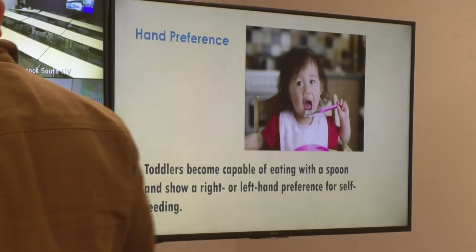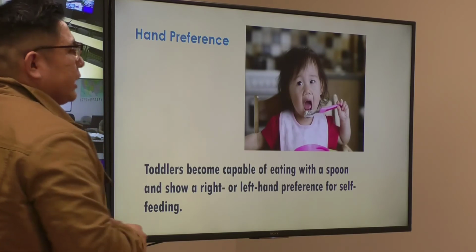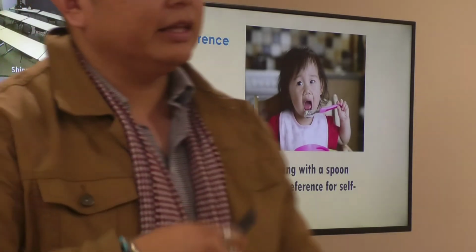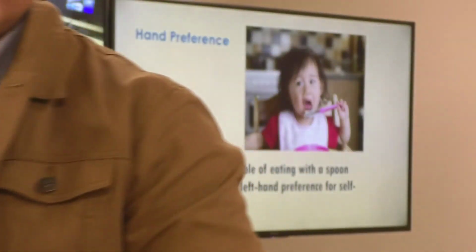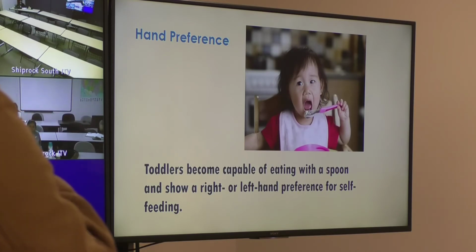So now, hand preference. Toddlers become more capable of eating with a spoon and show a right hand or left hand preference for self-feeding. Where they're kind of just stuffing anything, they miss everything, they get a little bit of the food in. Again, you're saying, okay, good job, versus, I just clean up all that. And the child's like, okay.